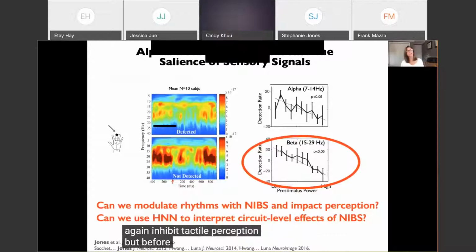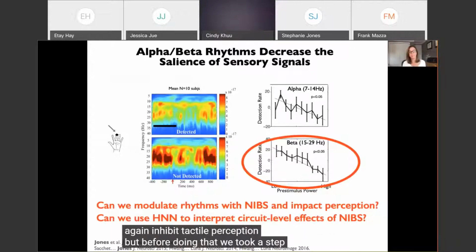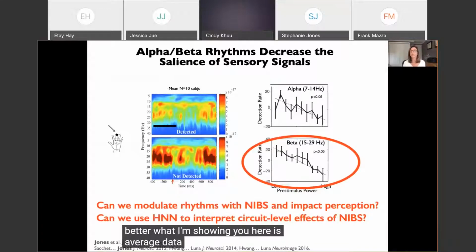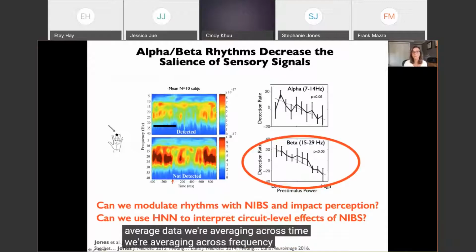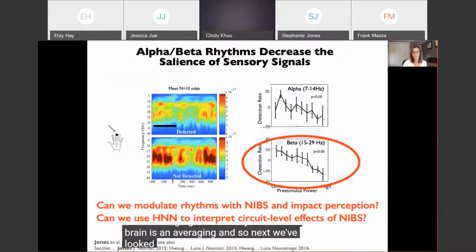But before doing that, we took a step back to understand our data a little bit better. What I'm showing you here is average data. We're averaging across time, we're averaging across frequency span, we're averaging across subjects. But the brain isn't averaging. And so next we looked more closely at the unaveraged response.